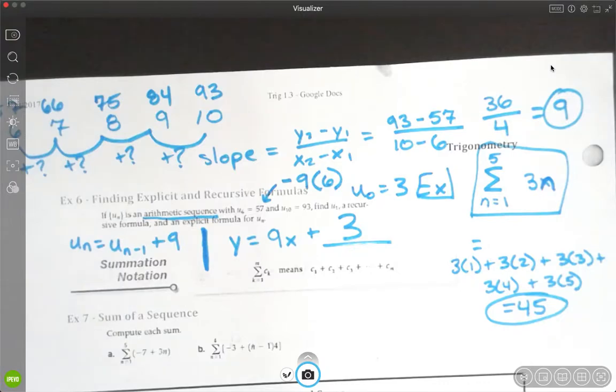Okay, now let's check. If I plug 6 into this equation, 9 times 6 plus 3, what is that? 57, right? The 6th term should be 57. Check your explicit formula and plug it back in, yeah? Okay, so I guarantee you will have a question like that in your homework where they don't give you the 1st and 2nd term. They give you like the 6th and 10th term. Or the 7th and 8th term, whatever, okay?